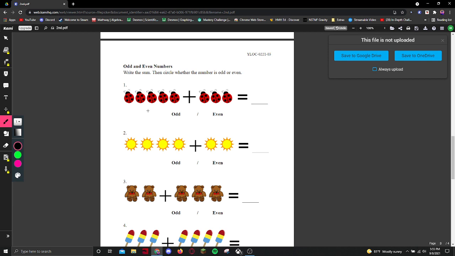And moving on to our fourth portion, we have odd and even numbers. It says to write the sum, then circle whether the number is odd or even. So for our first problem, we have ladybugs, and we're adding ladybugs. So we already have 1, 2, 3, 4, and 5 ladybugs on this side. Now we have an additional 1, 2, 3 ladybugs. So by adding these two numbers, you get 8. Now 8 is an even number, so you would circle even and write 8.